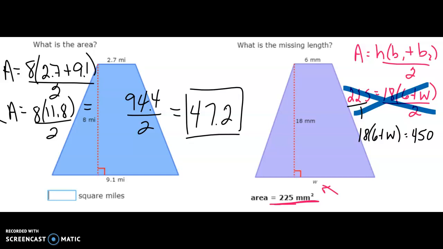I could divide by 18 right here, or I could distribute. I'm going to divide just because it would be easier. So 450 divided by 18 is 25. Subtract 6 and you get 19.